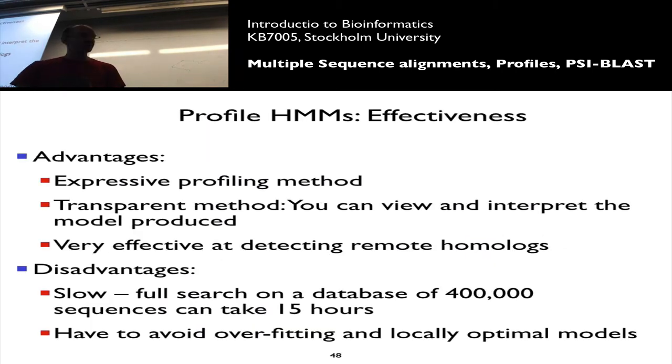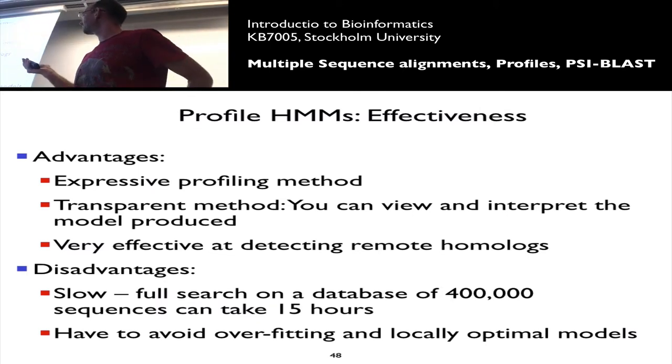So in general, these hidden Markov models have some advantage over classical profiling, particularly in the way that you can deal with the gaps. You can really have specific gaps in different positions. Every position can have specific gaps. In principle, you can look at it afterwards and interpret it as you want. It's actually very effective to detect the homologs. It's quite slow.